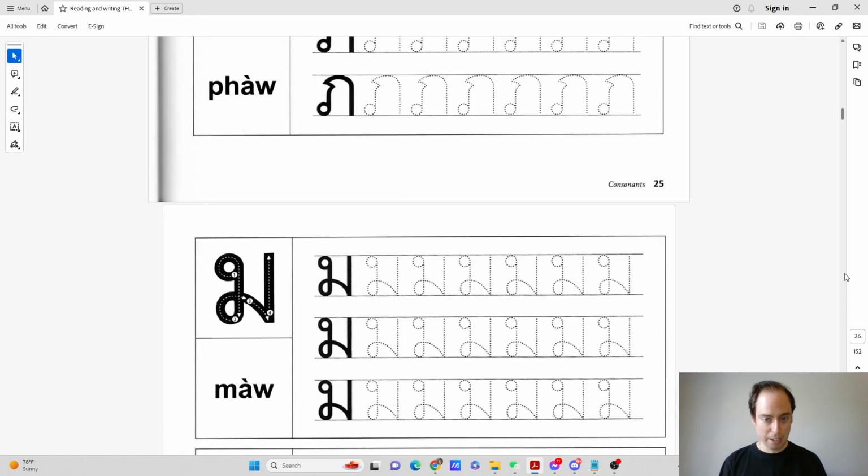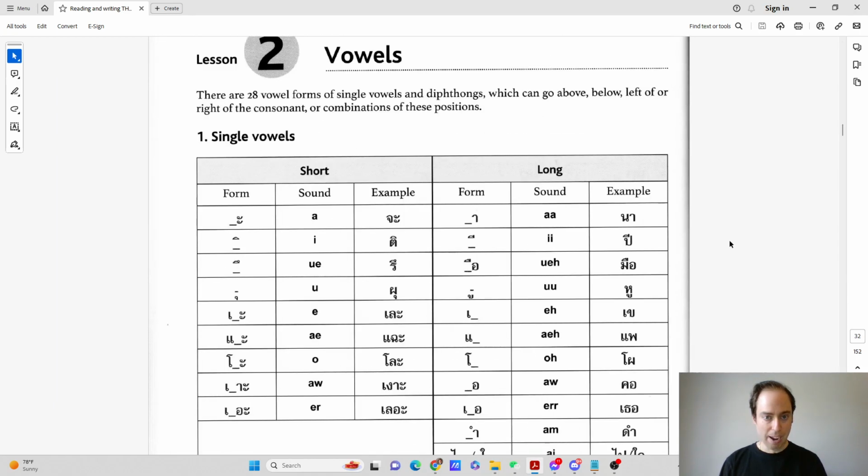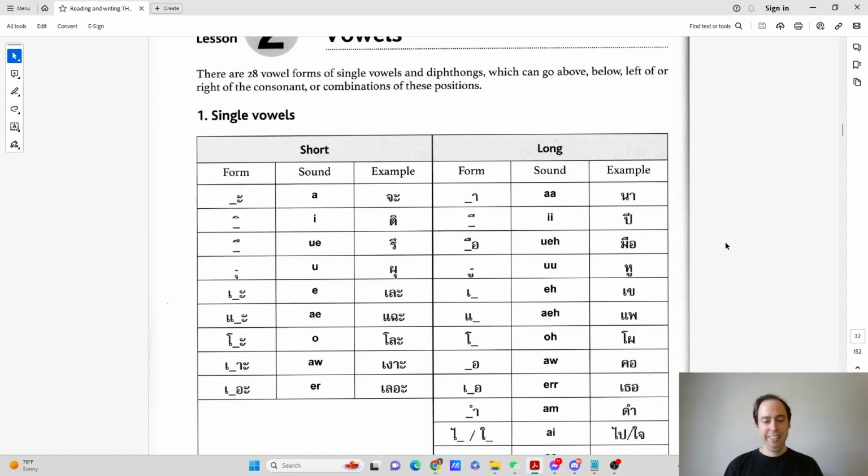So after some writing practice, we have vowels. Now, the interesting thing about vowels is they can appear on the right. This line, by the way, is just a placeholder mark for the consonant sound. So like if you see the example over here, you have the consonant and then you have the A, which is this symbol. So you have it to the right. But here's where it gets interesting.